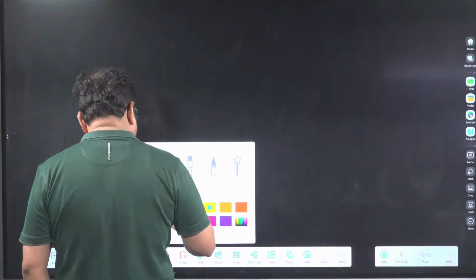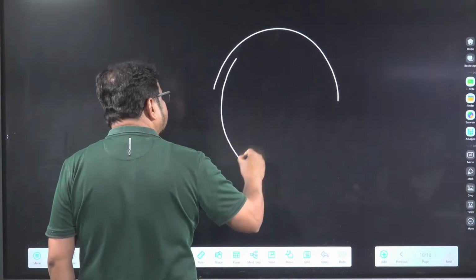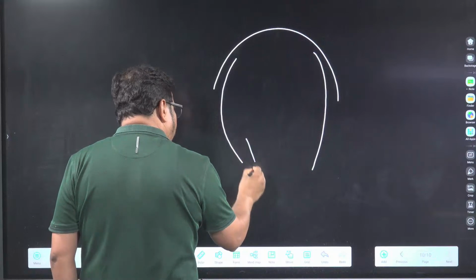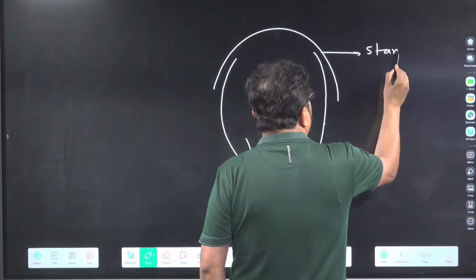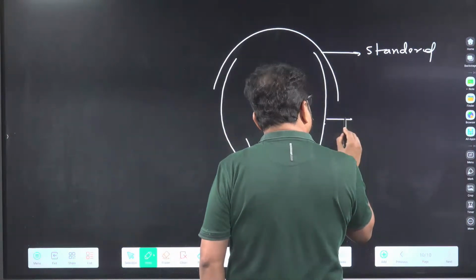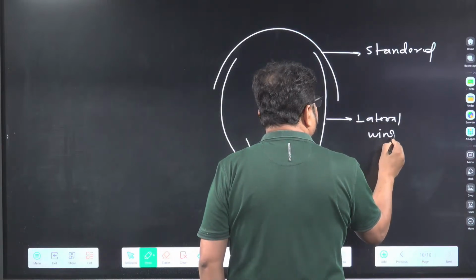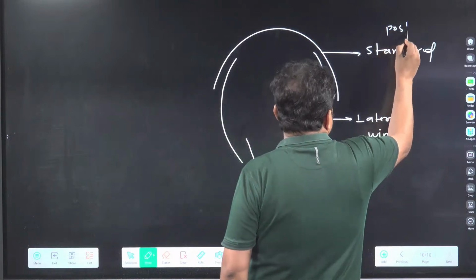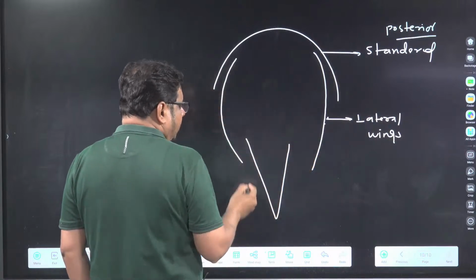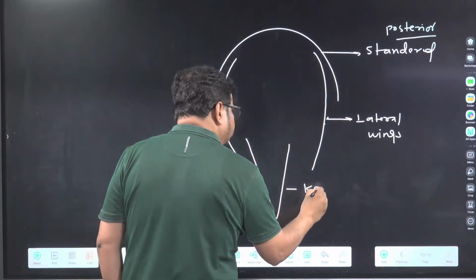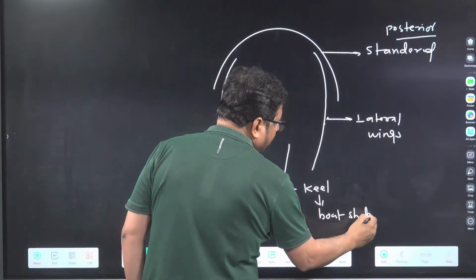Now the papilionaceous, a question is coming from here. So I am drawing it very perfectly. Look. Here is the standard, posterior standard, two lateral wings and two anterior keel petals. So it is a standard. It is the lateral wing, lateral in position, called wings. And the standard is posterior in position. So the standard overlaps which one? The wings. And the wings overlap which one? The keel. And this keel is boat shaped and fused.